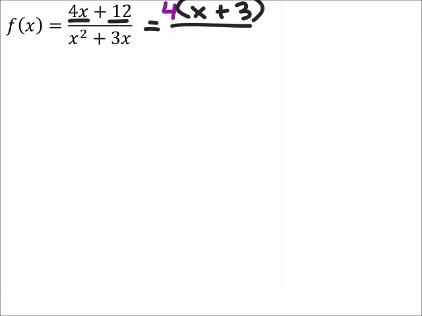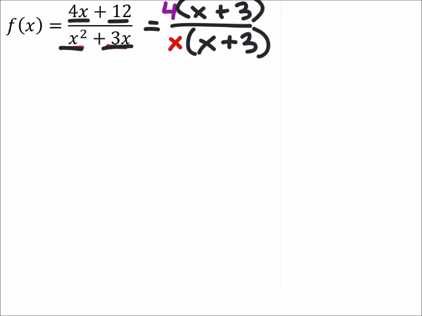And the denominator, here I've got two x's and here I've got one x, so I know I can factor out at least an x from both of these. And what would remain from this first term, I took out one of those x's, so I have another x left. And the second term, 3x, since we took away the x, I have a 3.